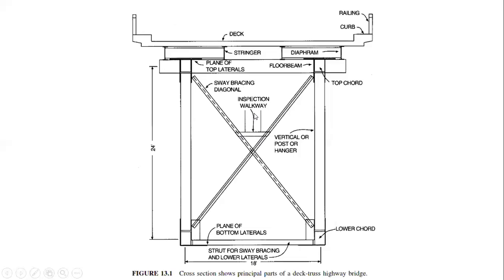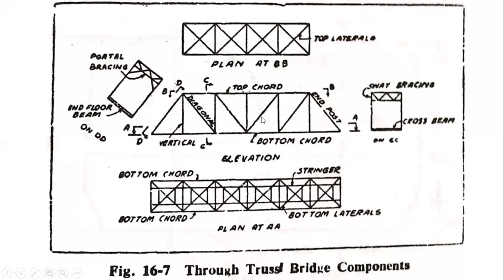Okay. Now, this is another section of the bridge. You will see that this is my elevation. This is my bottom chord member, this one. This is my top chord member. Okay. This is my vertical. This is my diagonal member here. This is my diagonal member. This is my end member or end post. Okay, this is my end post here.